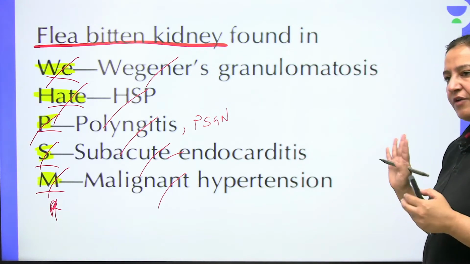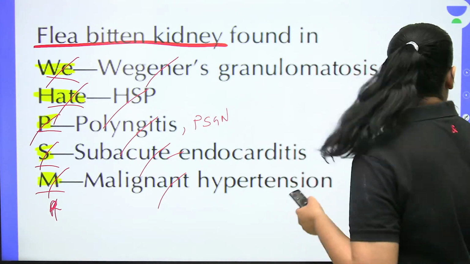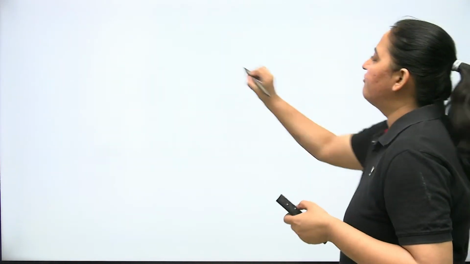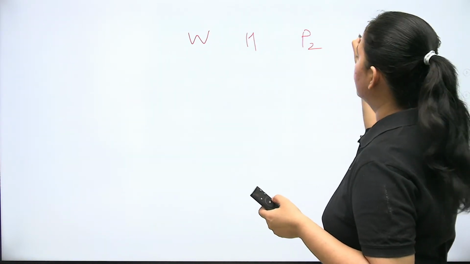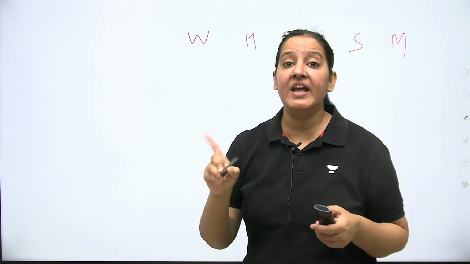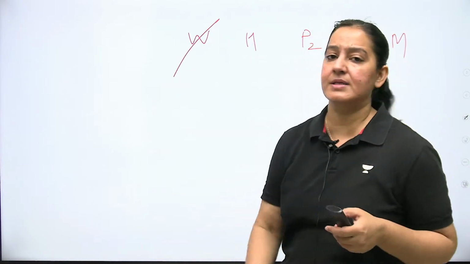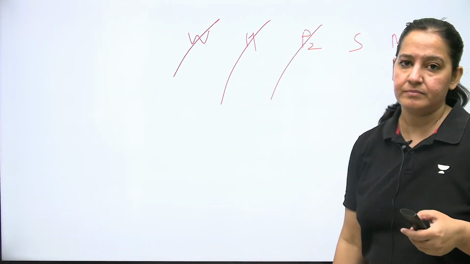So let's move ahead. If you have learned this mnemonic, we hate PSM. What is the full form? Who will tell me? We hate P. There are two P. S, M. Tell me the full form. This is flea bitten kidney. Wegener's granulomatosis, HS purpura, the two P's, polyangiitis and PSGN.